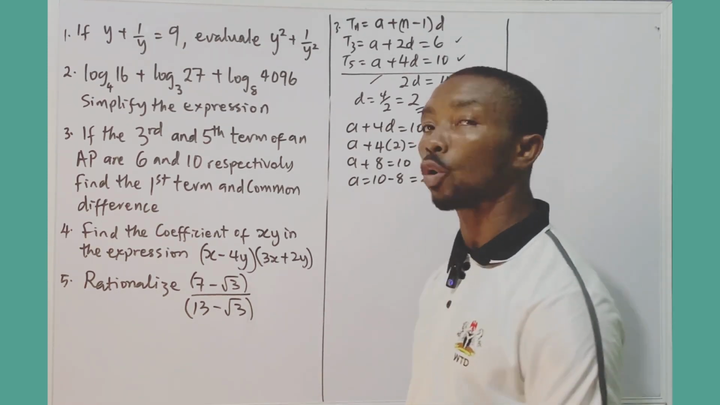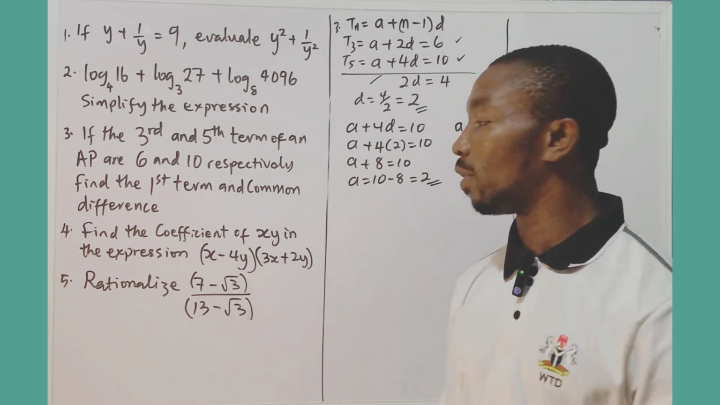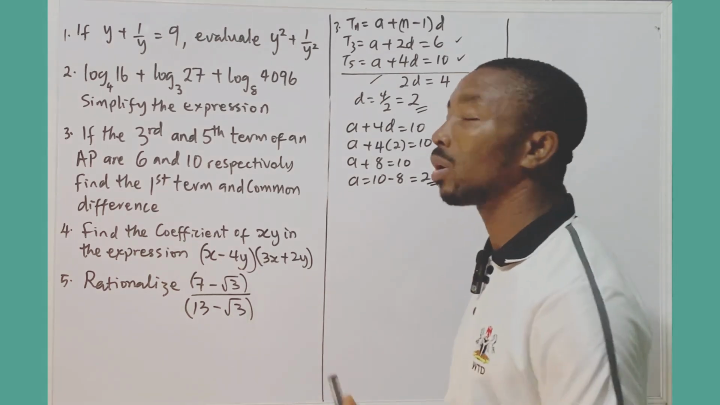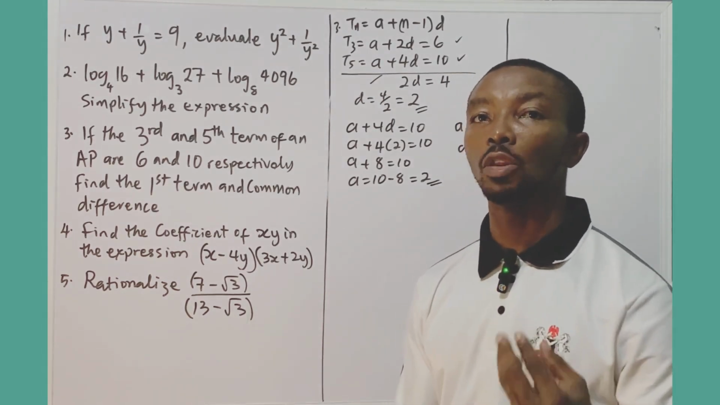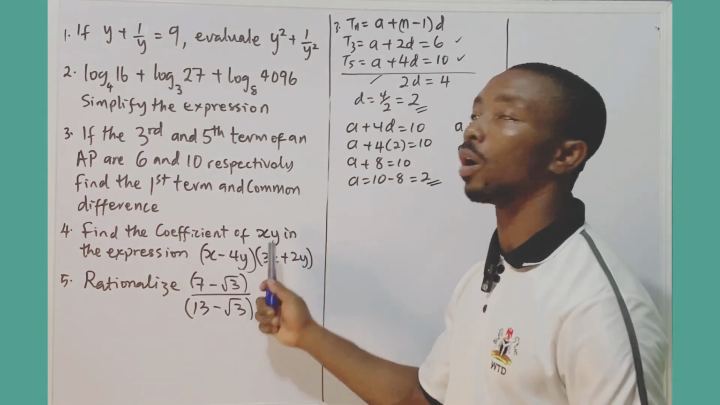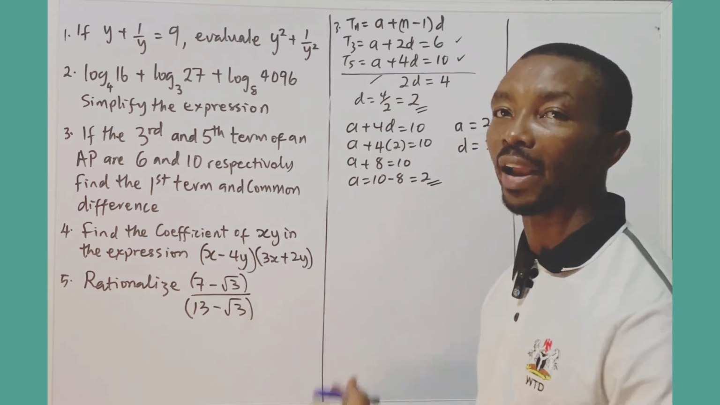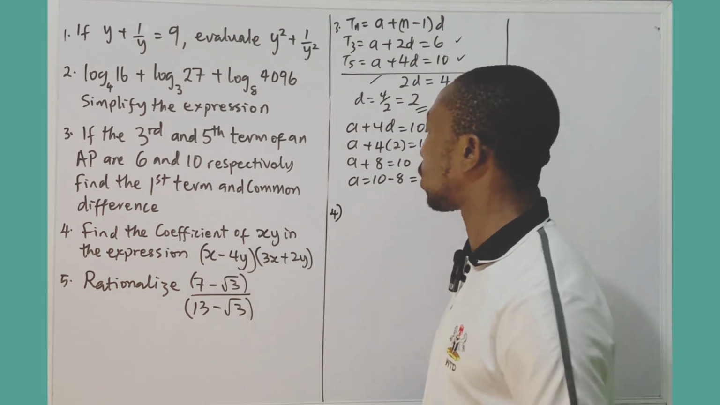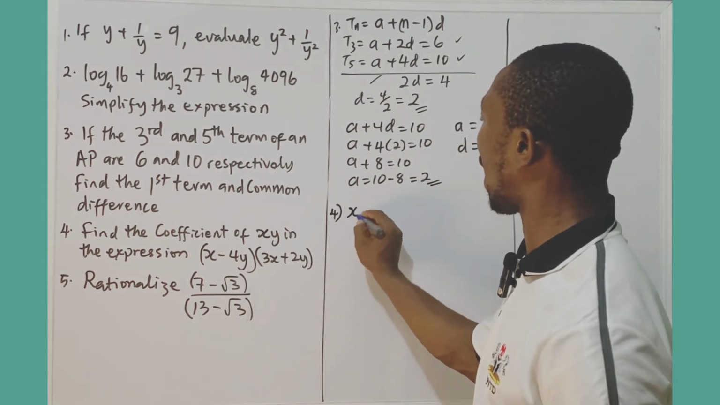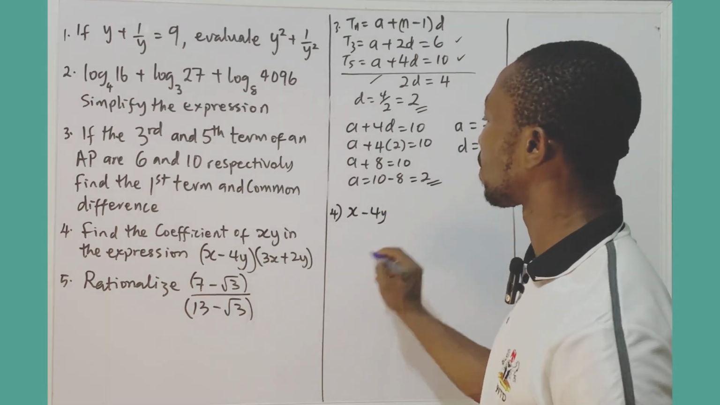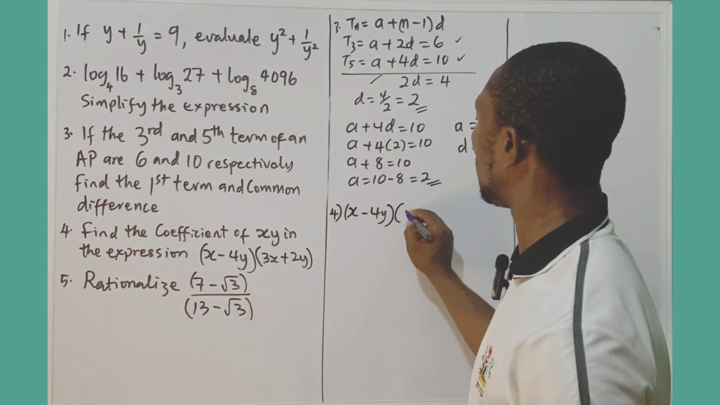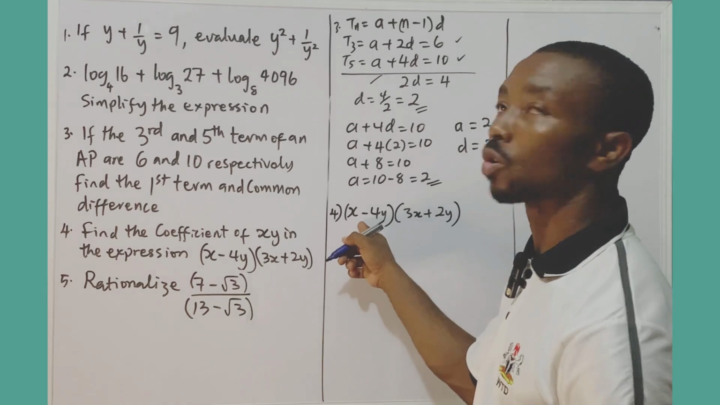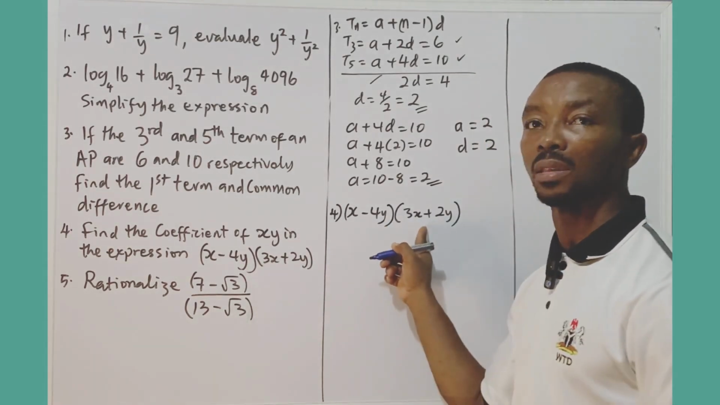Now in order to find the coefficient of xy, we need to multiply these two brackets together, our terms together. And what's the coefficient? Coefficient is the number that will be attached to our xy at the end of our expansion. Okay, now let's expand and see what we are going to get. For this, we have x minus 4y multiplied by 3x plus 2y. So we'll keep this constant and expand this.